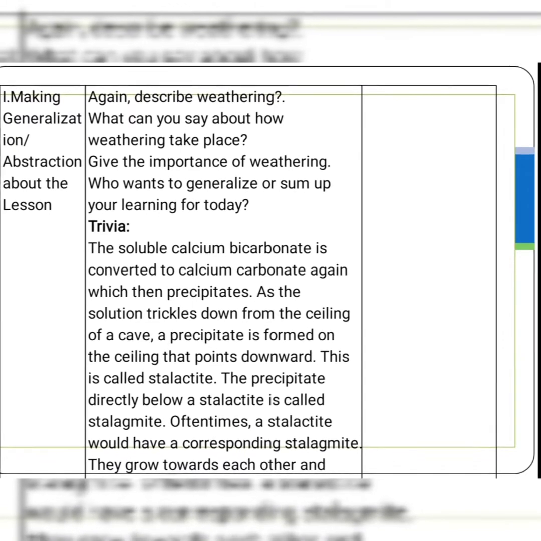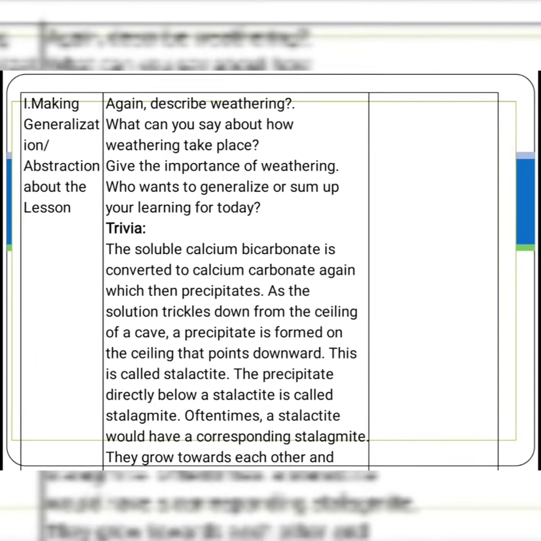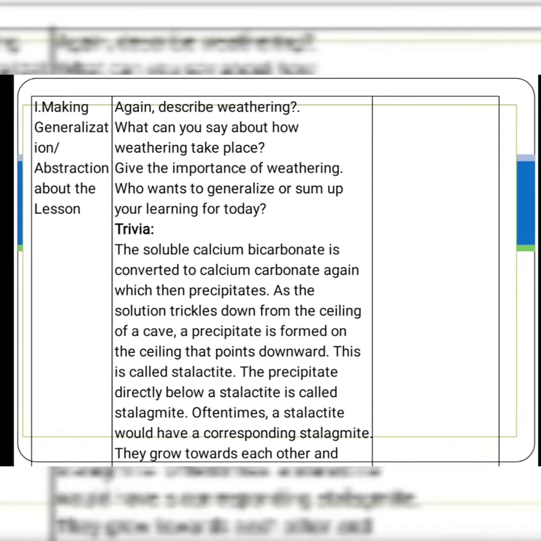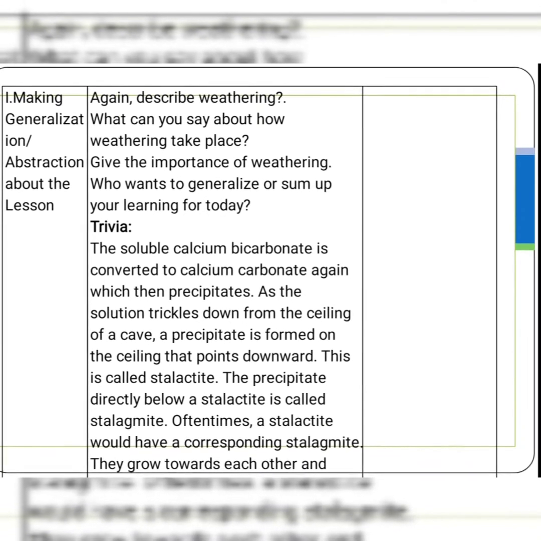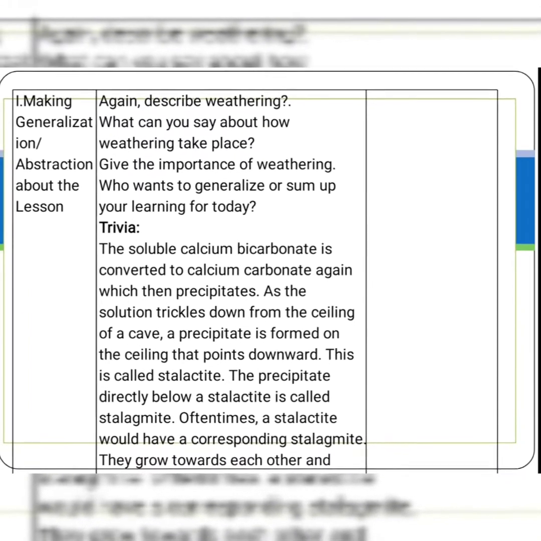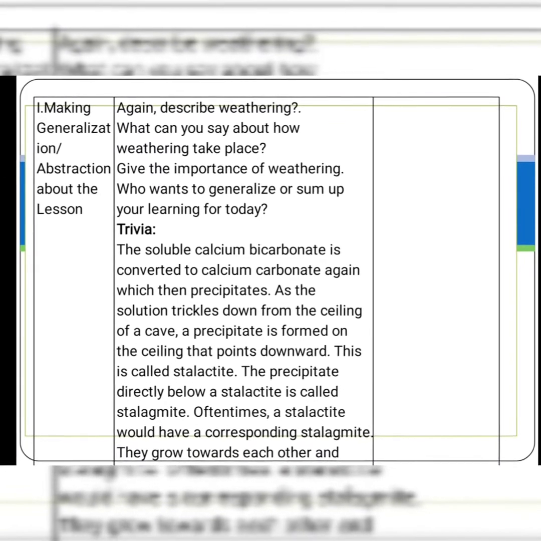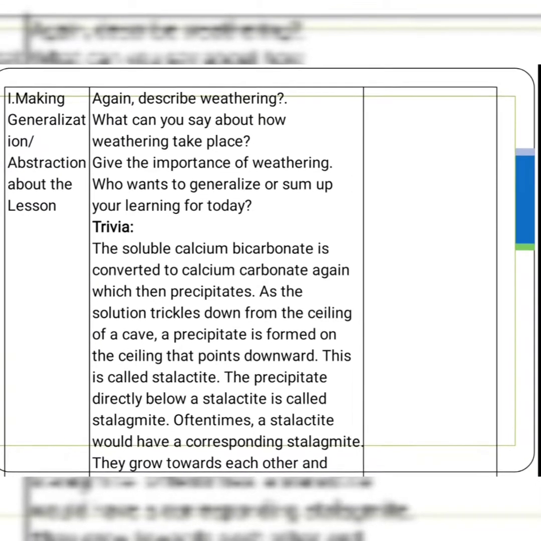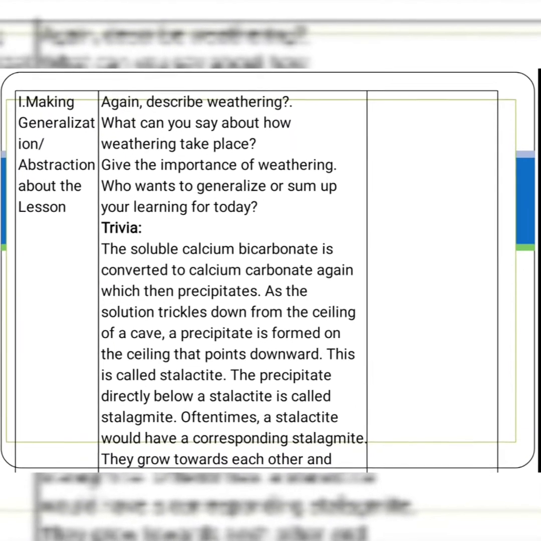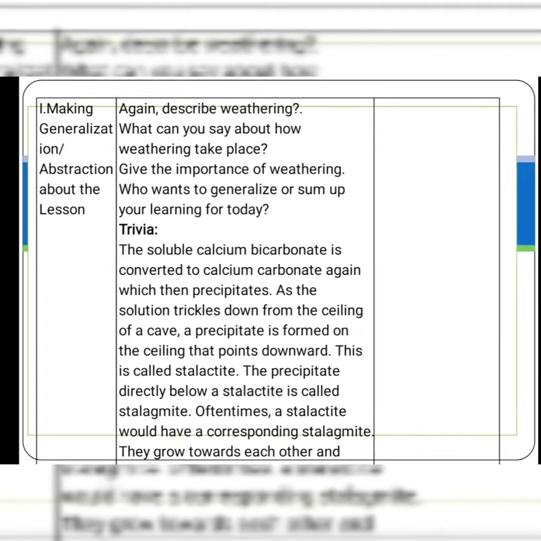So after application, it's generalization or abstraction. Of course, you have to ask questions like how, why, questions that will lead them to think, to analyze the situation, okay? And then ask them to generalize the learning that they get from the lesson. And you can also add some trivia for them to get updated. So that's how you do it.